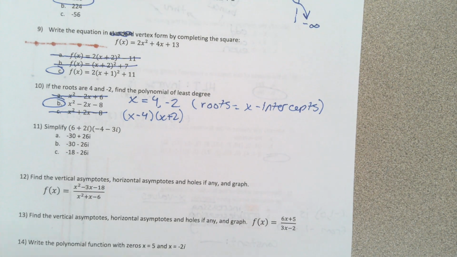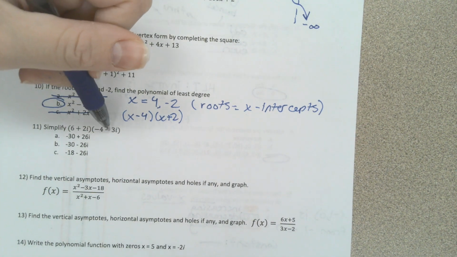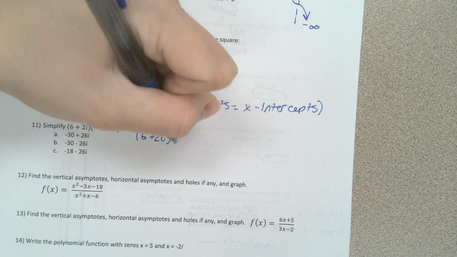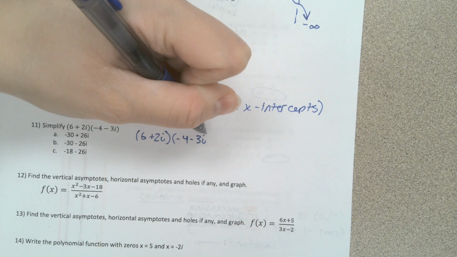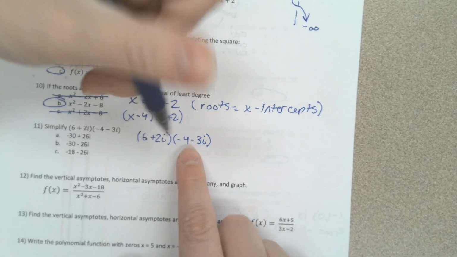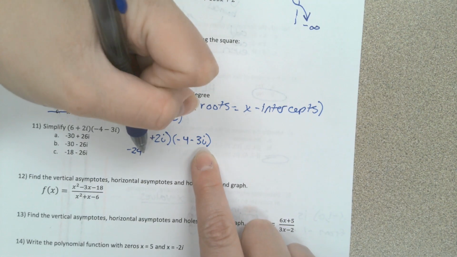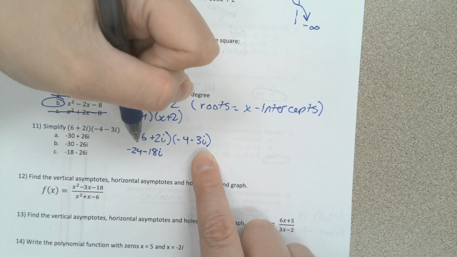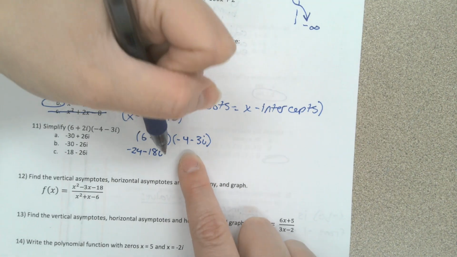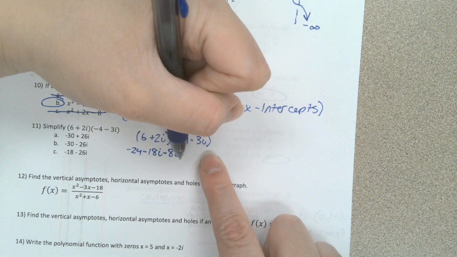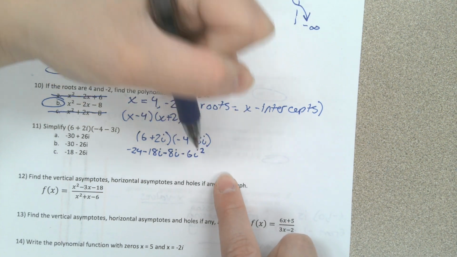Number 11, unfortunately, no calculator here. Simplify 6 plus 2i times negative 4 minus 3i. So we just FOIL. Okay, 6 times negative 4 is negative 24. Negative 3i times 6 is negative 18i. 2i times negative 4 is negative 8i. 2i times negative 3i is negative 6i squared.